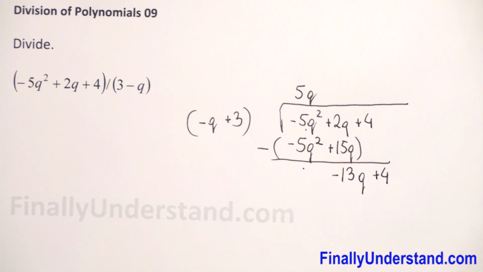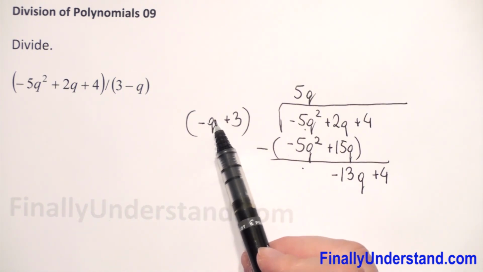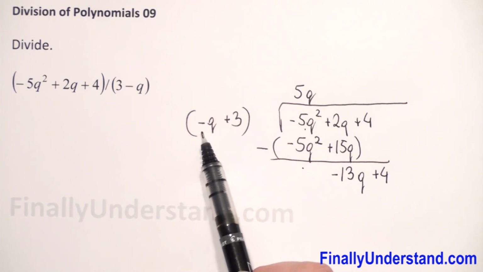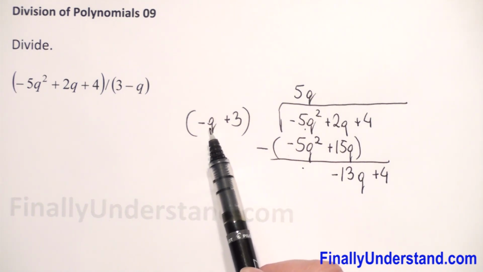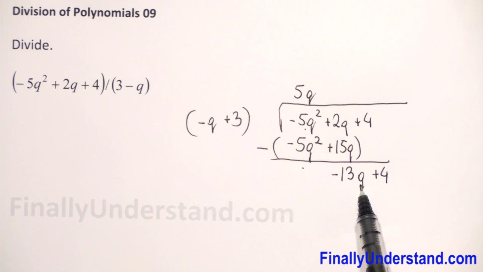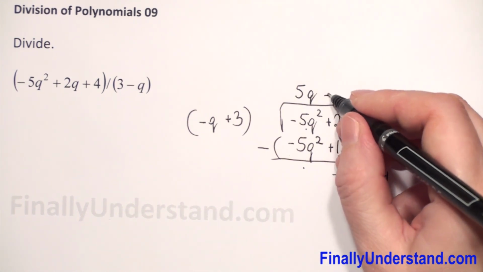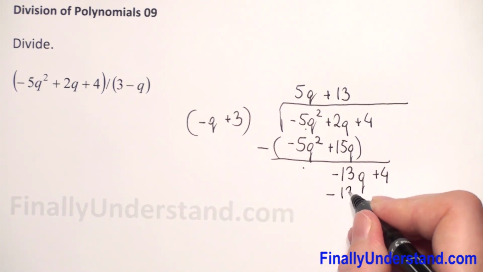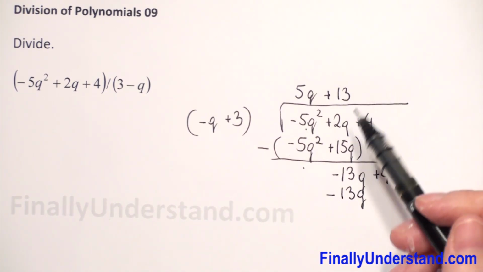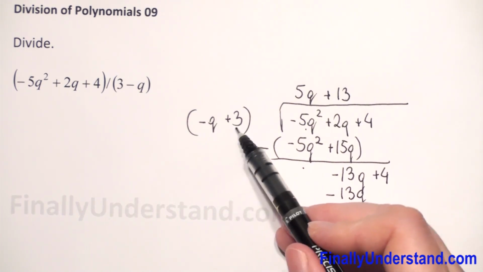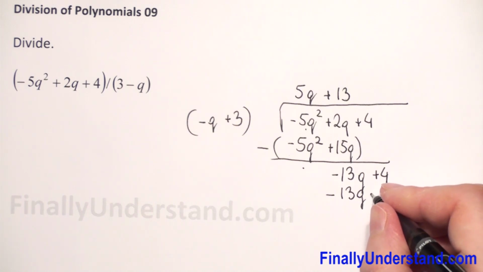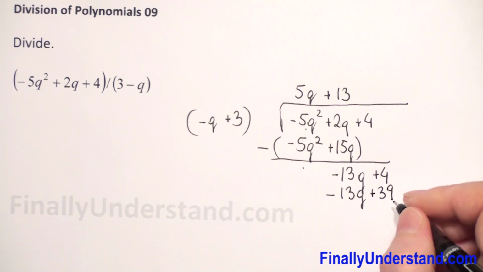Again, we have the same power in our divisor and first term, so we can still do the division. Ask yourself, by what do I have to multiply negative q to get negative 13q? By 13, of course. 13 times negative q gives me negative 13q. Now I have to multiply the next term of our divisor by 13. 13 times 3 is positive 39.